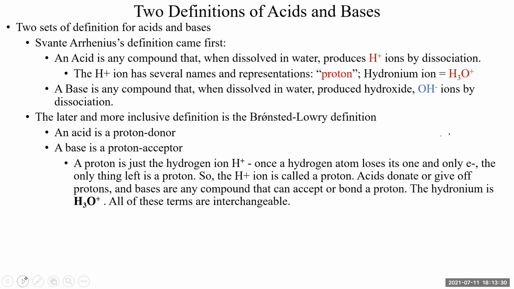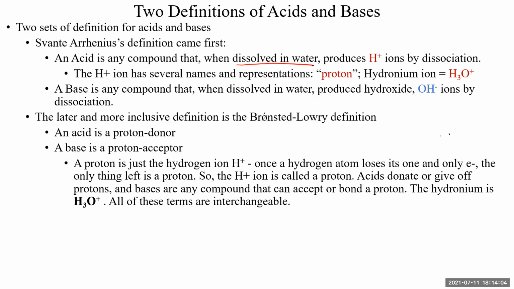There are 2 definitions of acids and bases. The earlier definition was by a Swedish chemist named Svante Arrhenius. His definition was that an acid is any compound that, when dissolved in water, dissociates to produce hydrogen ions. It doesn't matter what the negative ion is. The point was that acids always contain hydrogen ions, and they dissociate to release those hydrogen ions into the water whenever they dissolve.